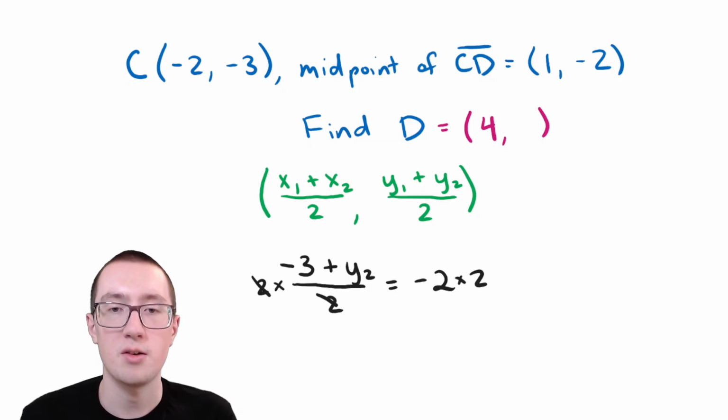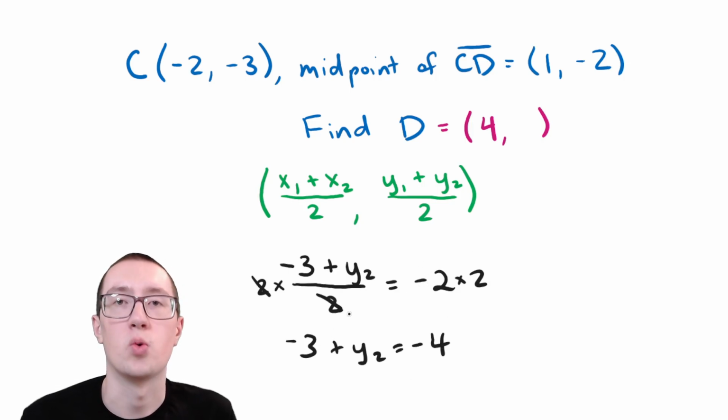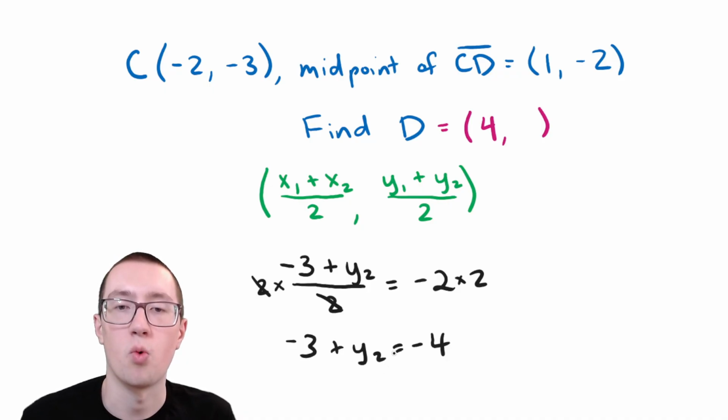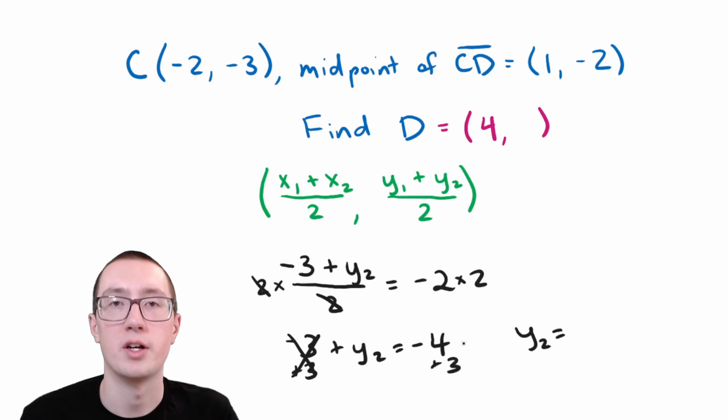So the 2's cancel out. And on the left side, we just have negative 3 plus y2. And on the right side, we have negative 2 times 2. Well, 2 times 2 is 4, and we have one minus sign, so the minus sign sticks. And now we just have a one-step problem. The only thing in y2's way of being by itself is this minus 3. So we need to do the opposite of minus, which is plus, and add a 3 to both sides. So these cancel out, and I'll move it over here again. On the left side, we have y2, and on the right side, we have negative 4 plus 3.